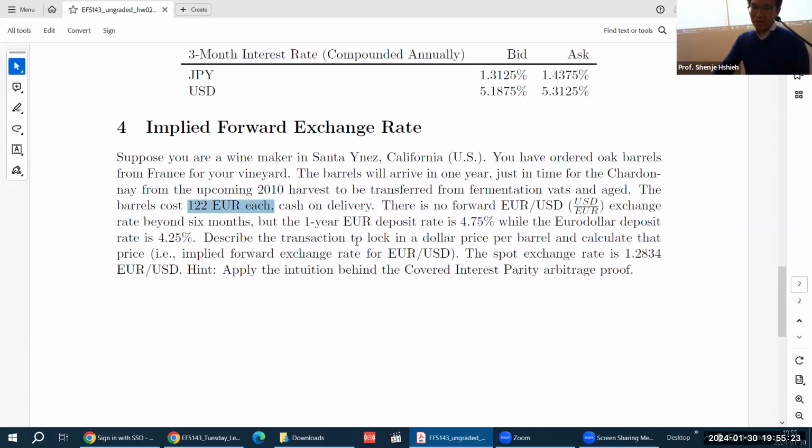But you know the following. You know the 1 year euro deposit rate is 4.75%, and that the dollar deposit rate is 4.25%. That's just the US interest rate. Your job is to describe the transaction to lock in a dollar price per barrel and calculate the price. You know the spot price is 1.2834. We're basically using CIP to construct a synthetic forward contract. It may not be clear without me walking you through how to derive it, so let's go ahead and derive it right now.